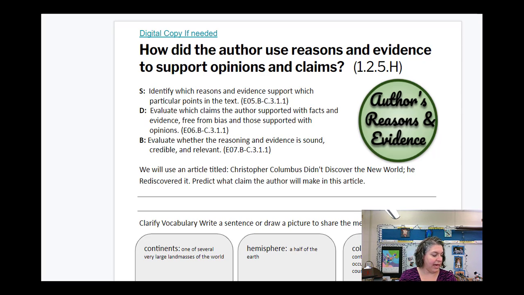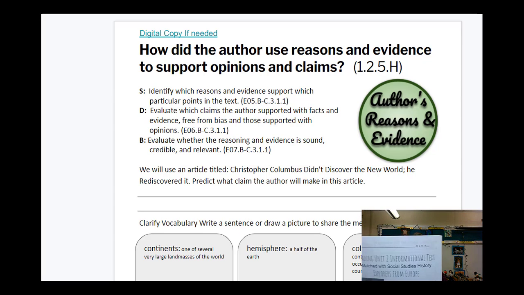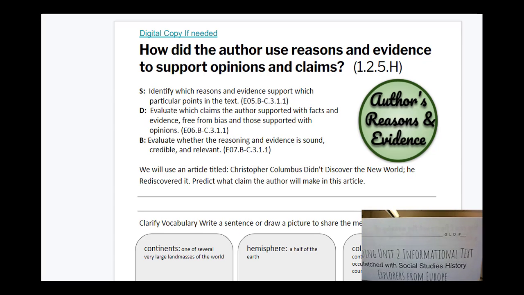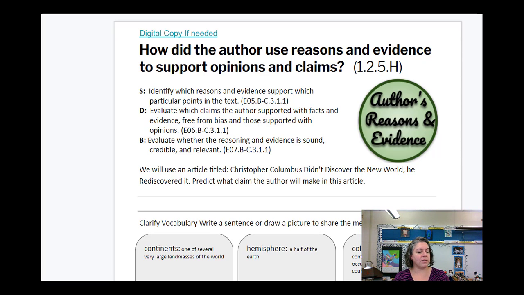Today in the reading packet. The reading packet is the one that says Reading Unit 2. There we go. Reading Unit 2, Informational Text Matched with Social Studies, History, Explorers from Europe. You're going to open up to page 13 and 14.